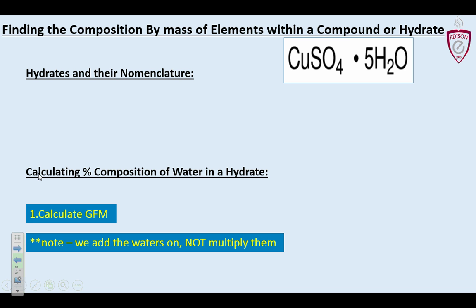One for the copper sulfate and one for the H2O. And then in this scenario, we'll add 5 waters onto whatever we got for the sulfate, and we'll see what it all works out to be. I think we should probably practice.